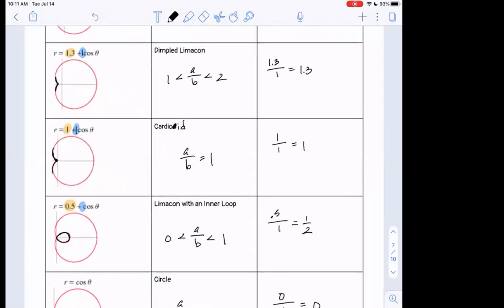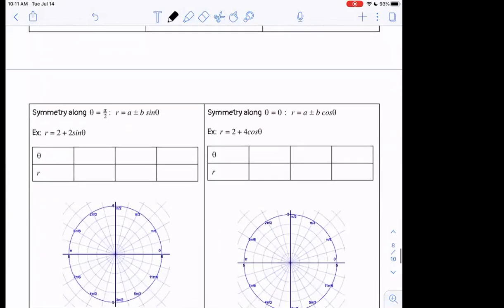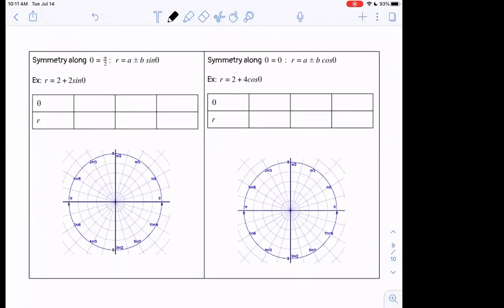All right, so let's move on to the different cases of symmetry. We saw a lot of cases of symmetry with the cosine, like that whole last table was only the cosine one, but I want to show what's different about the sine ones, okay? So we're going to use a little table to help us plot a few points. For r equals 2 plus 2 sine theta, I noticed that the coefficient of theta is 1.